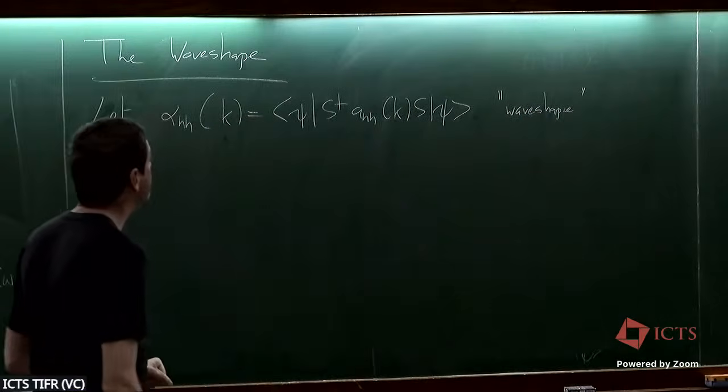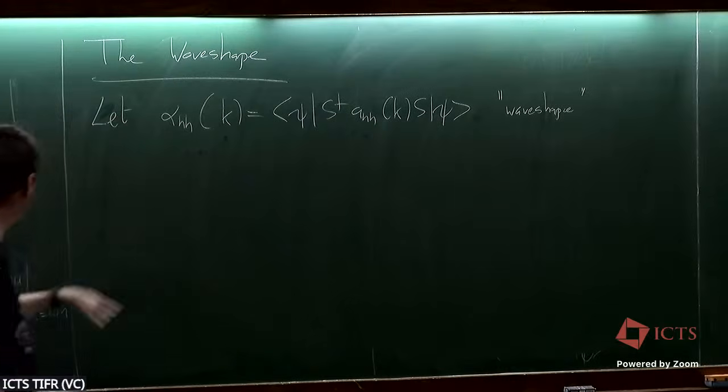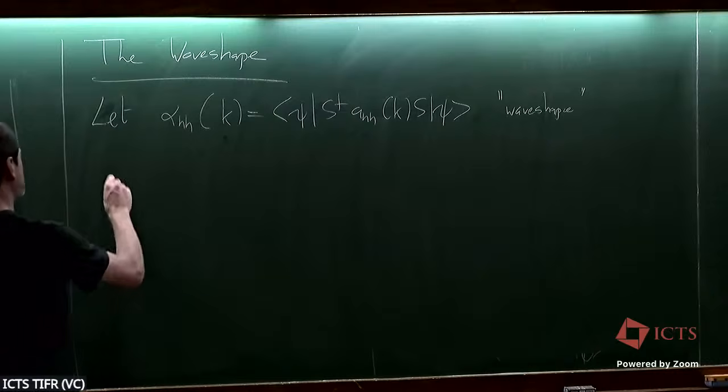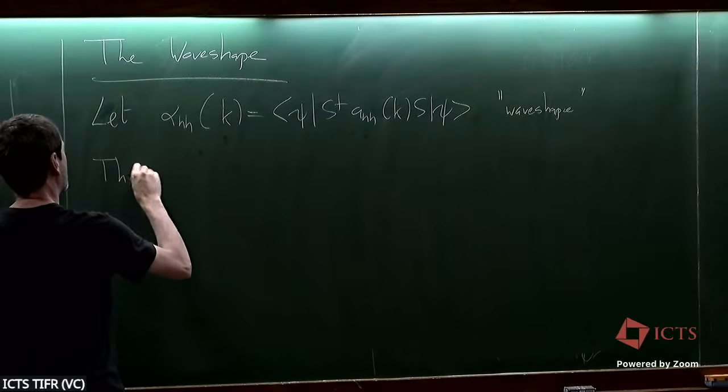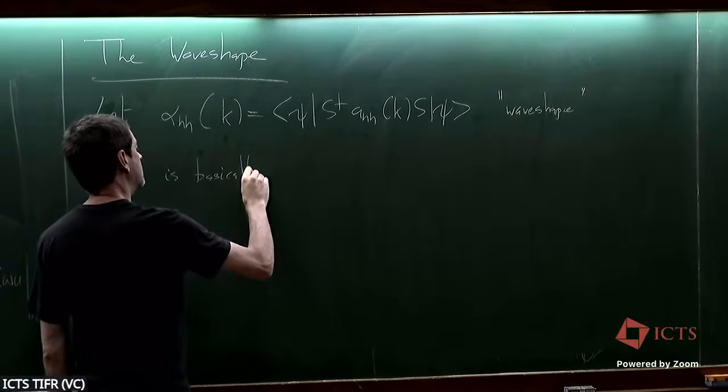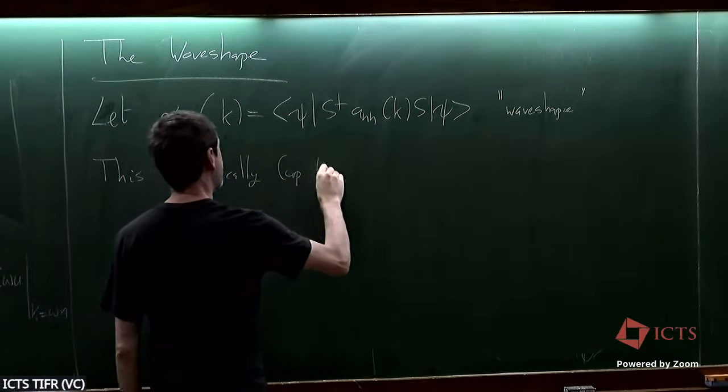And this wave shape, I mean, up to the polarization vectors, they're just the Fourier components of the gravitational waveform. So up to the polarization vectors.